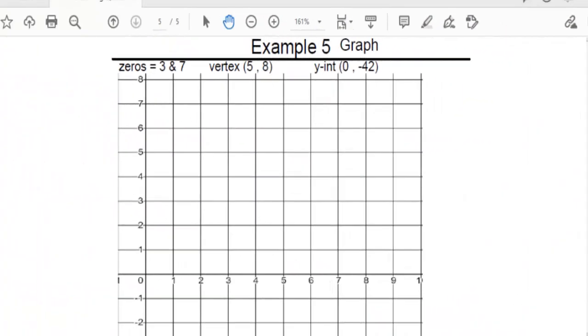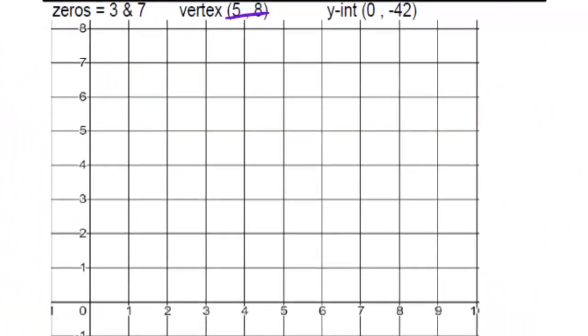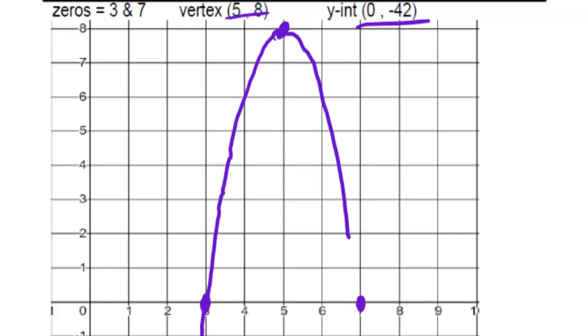The vertex is at 5, 8, which is right here. The zeros are 3 and 7, so 3 and 7. And as I said, this -42 for the intercept is not going to fit on the graph. So all I'm going to do is draw my curve the best I can. And there's my sketch.